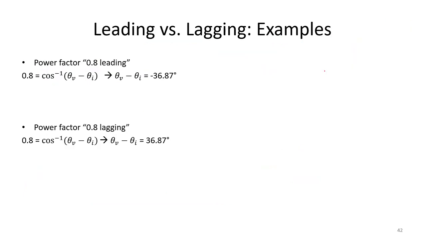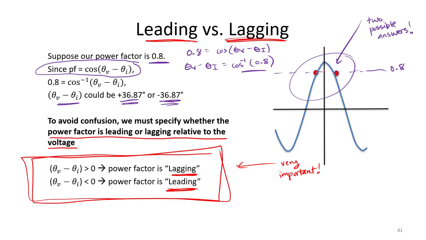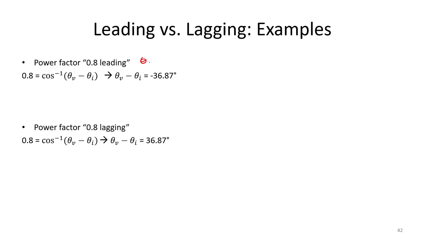Let's try a couple quick examples. Suppose I say my power factor is 0.8 leading. If you remember, leading means that theta v minus theta i is less than 0. So in this case, I know that theta v minus theta i must be negative 36.87 degrees. On the other hand, if my power factor is 0.8 lagging, then I know theta v minus theta i is greater than 0. And so for a lagging result, theta v minus theta i must be the positive value from that inverse cosine.